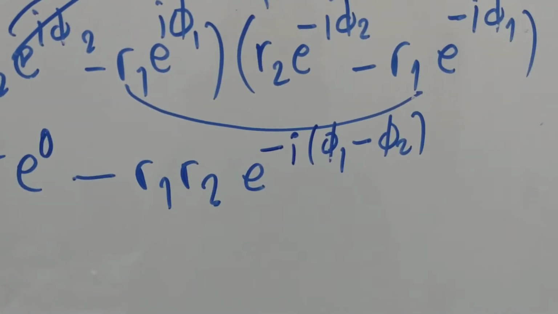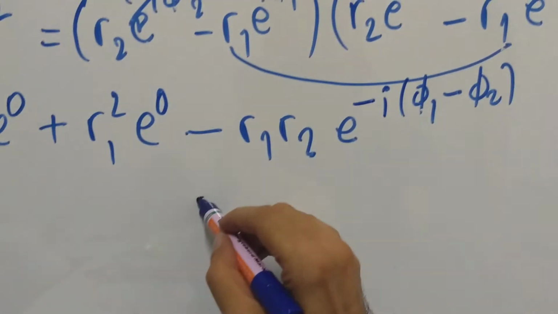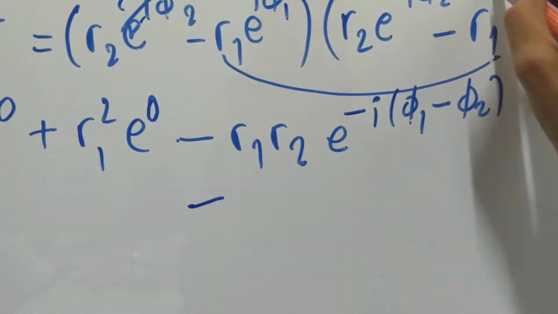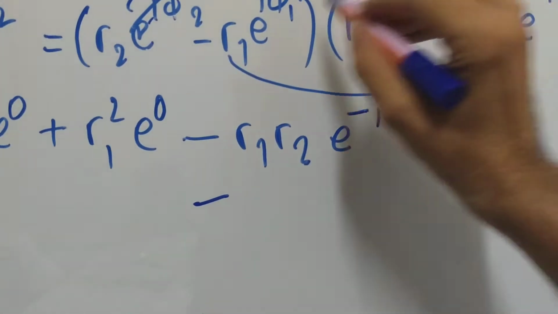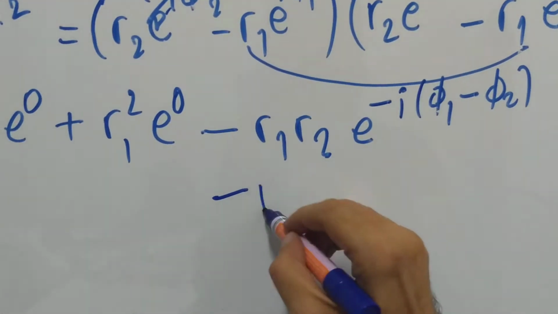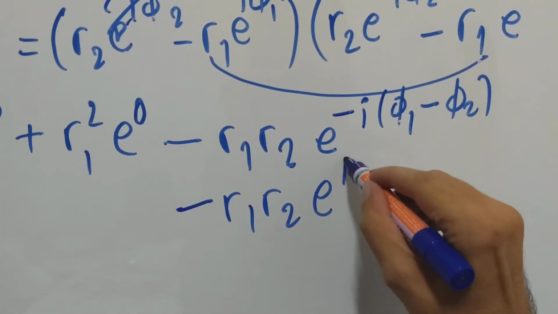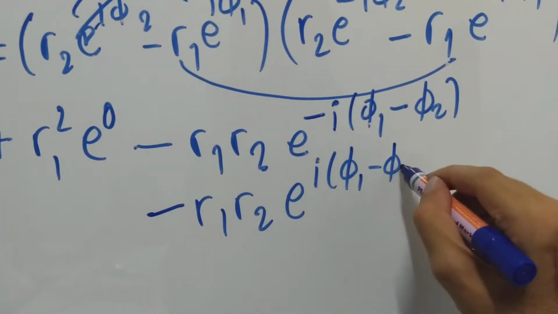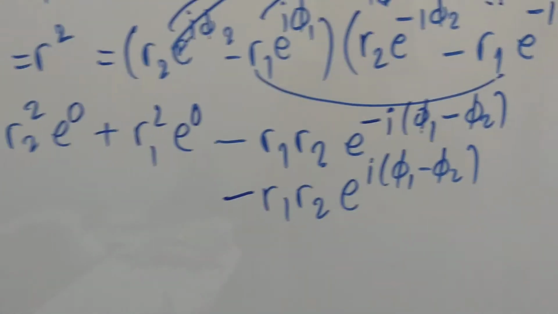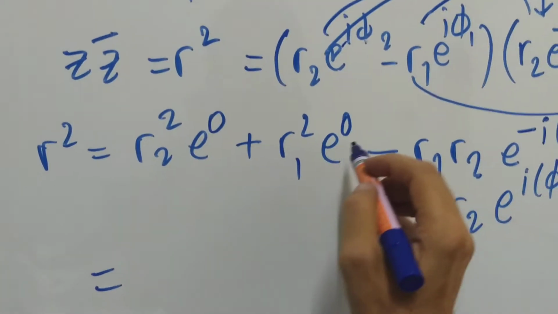Okay, it's true. All right, I have another term here, minus. Now, I did this one. I have to do this one, and this one. So that's minus R1, R2, e to the i (phi 1 minus phi 2). There we go. Isn't that nice? All right. This simplifies now. This is just 1. E to the 0 is just 1.